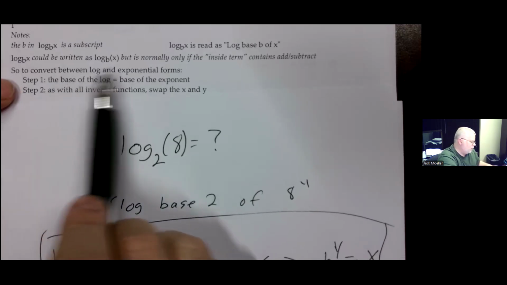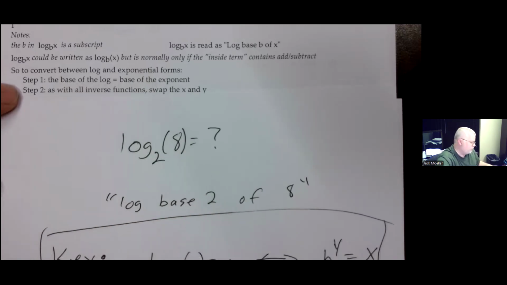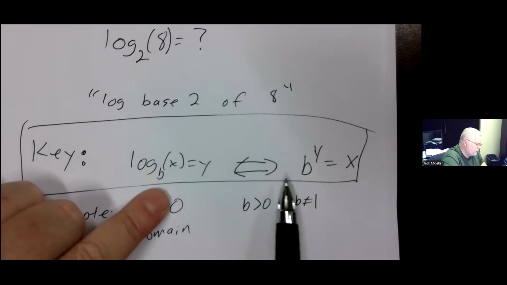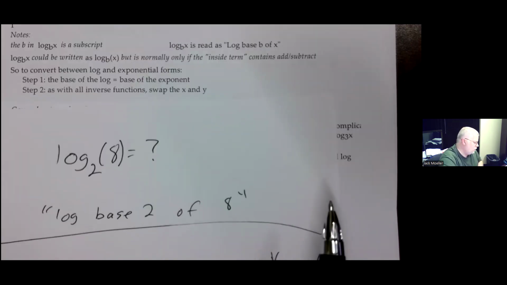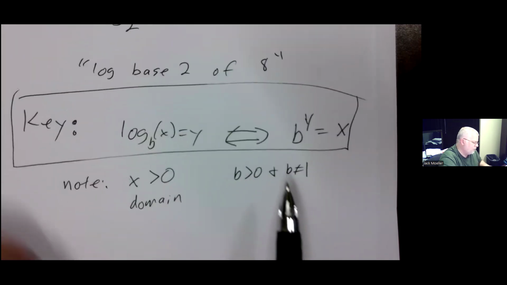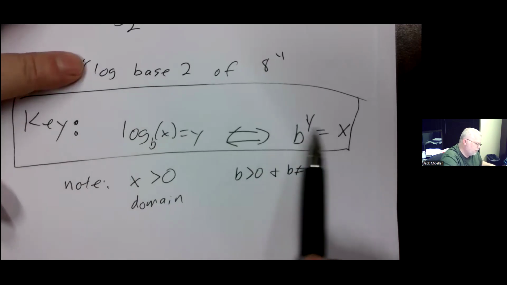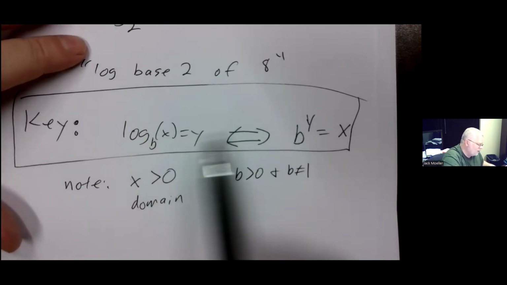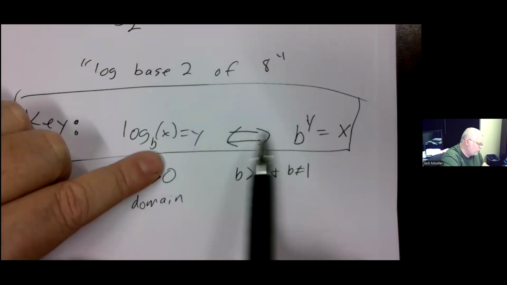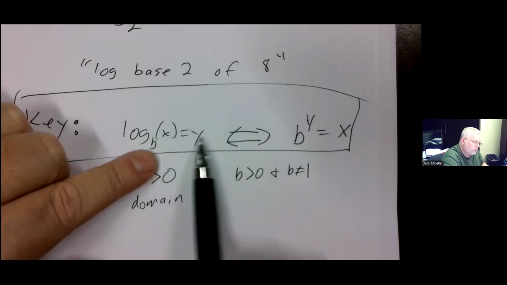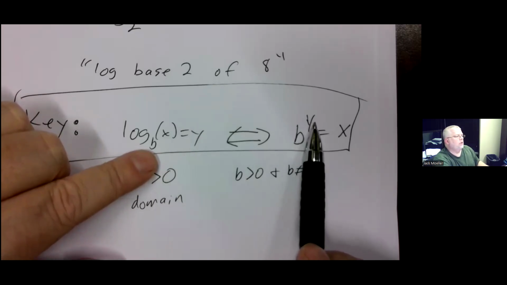So to convert between log and exponential form, the base of the log is equal to the base of the exponent. And then, as with all inverse functions, you swap the x and the y. I'm just reinforcing this. The base stays the same, and what's happening here is that the answer to the log becomes the exponent. That's another way to think about logarithms.